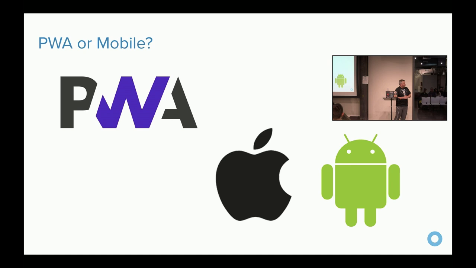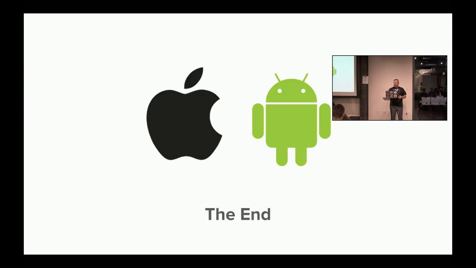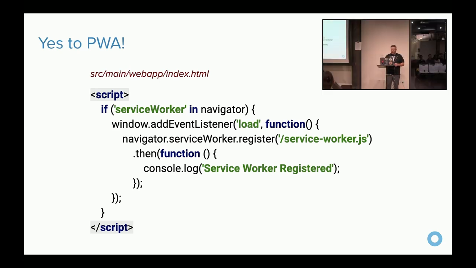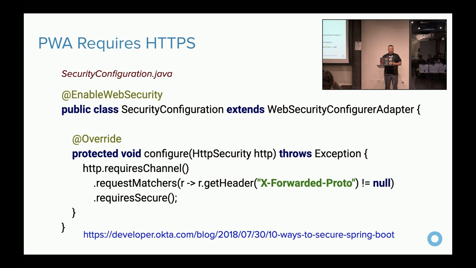One choice we did not give you was PWA or mobile. PWA, like I said, is a mobile app or a web app that looks like a mobile app. But JHipster also supports both Android and iOS, and we do that with different projects. So if you chose mobile, we were going to make that the end. But yes to PWA, I showed you this file. You go in there and comment that out. And one of the things PWAs do require is HTTPS. So in this instance, if we ran a test with Lighthouse on the app while it's running, it would get a lower score than it could because it's not running under HTTPS.